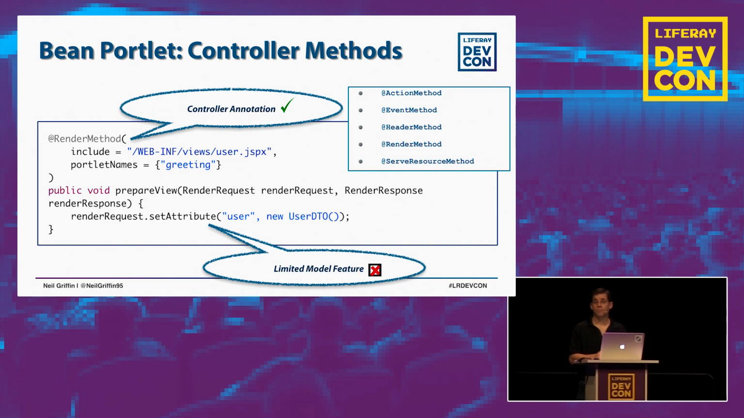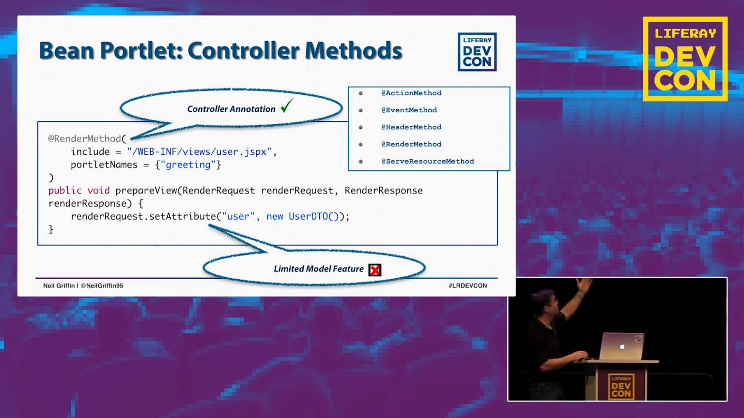Portlet 3 provides us with the Bean Portlet method of developing portlets. It provides us with some controller methods. In this example here, I'm using the @RenderMethod annotation. So rather than extend GenericPortlet and override the doView method, I can just have a POJO, and I can create a method. I can call it whatever I want. I don't have to call it doView. In this case, I'm calling it prepareView. It does have to have a special signature to take a render request and a render response. I place the @RenderMethod annotation on it.